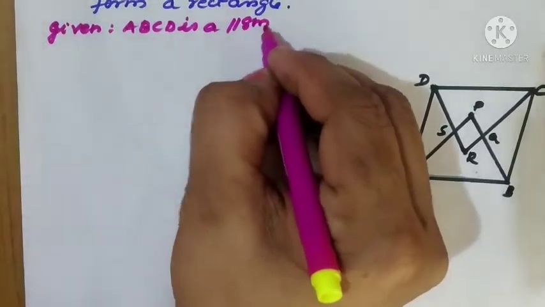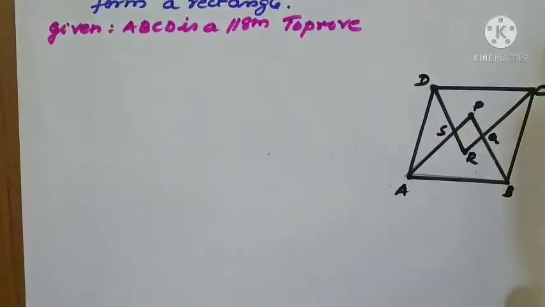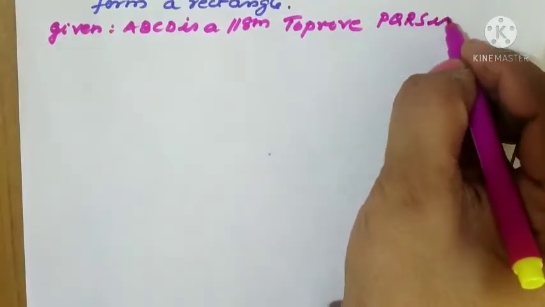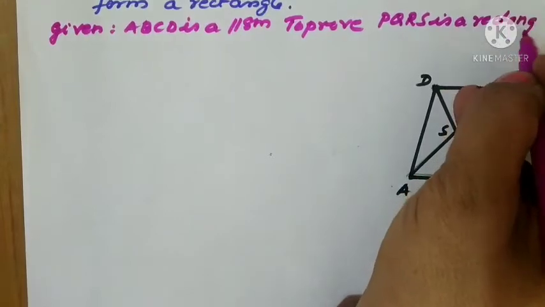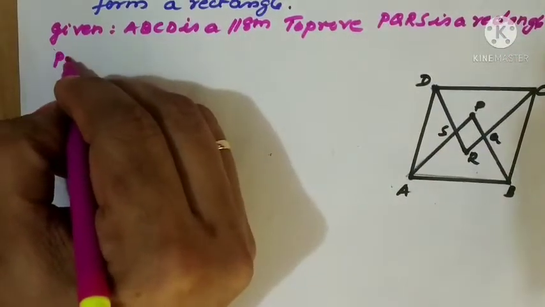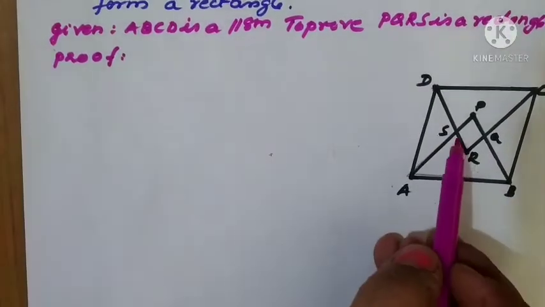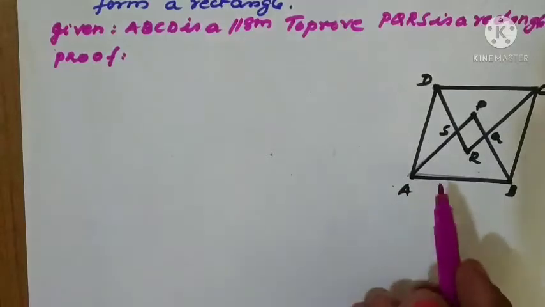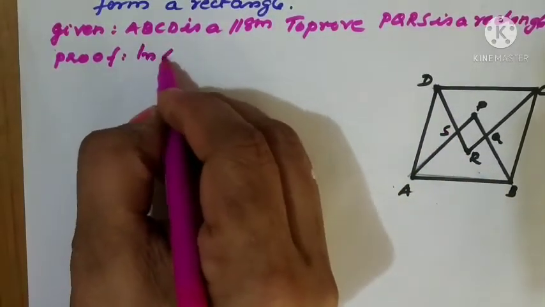And what we have to prove? To prove: PQRS is a rectangle. Proof. We are considering the triangle DSA only. Which triangle are we considering? Triangle ASD or DSA we can say. Triangle ASD.